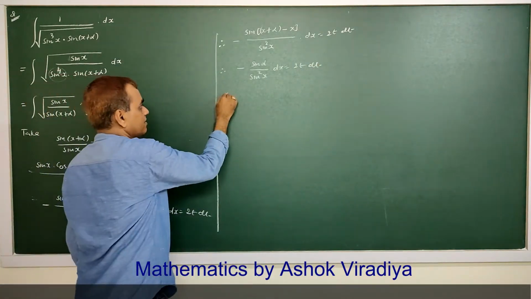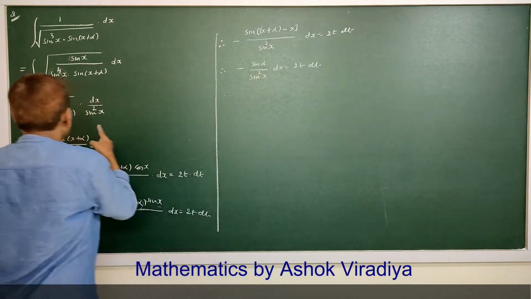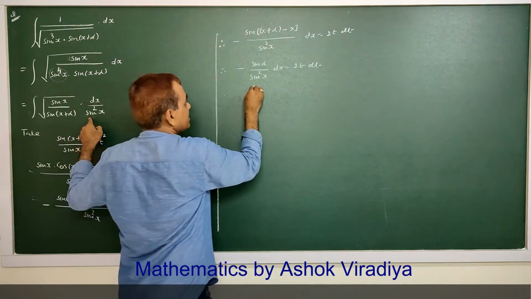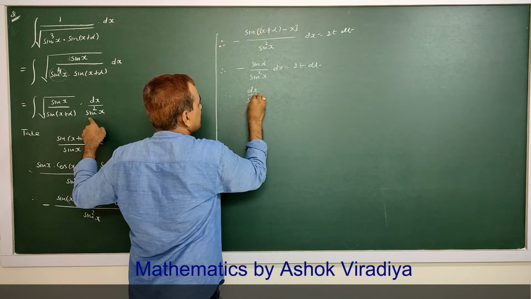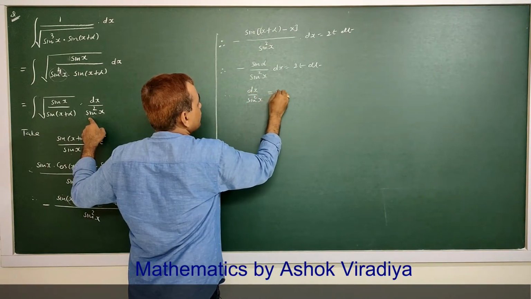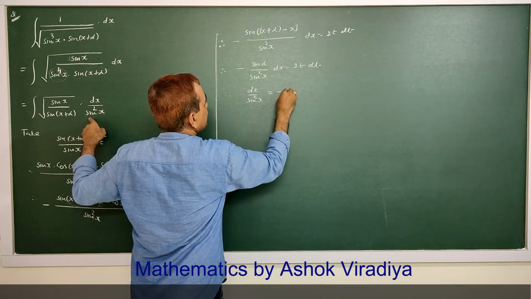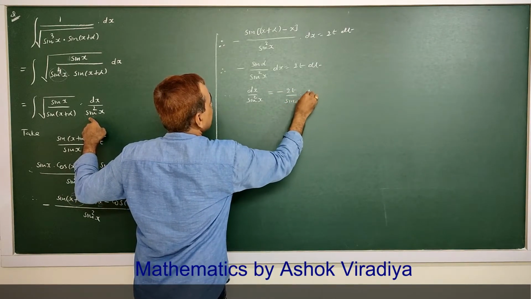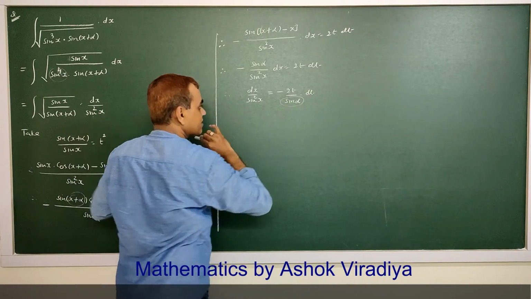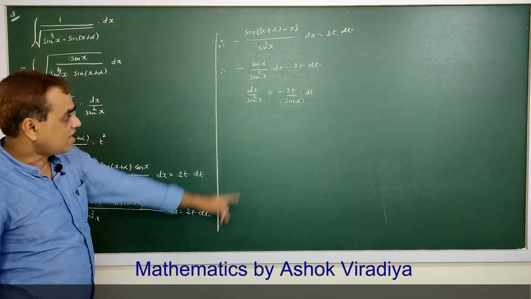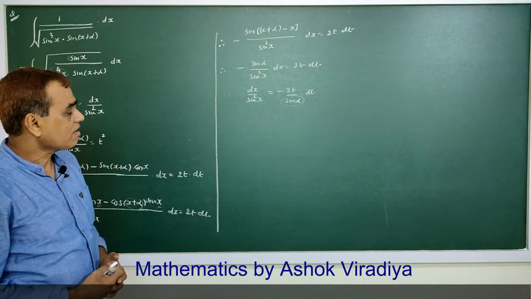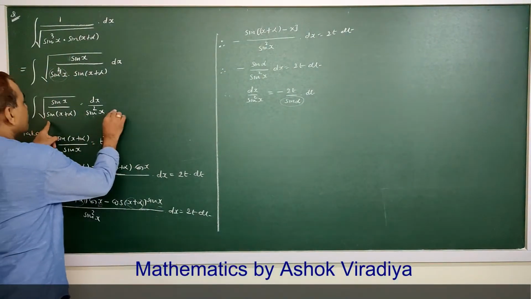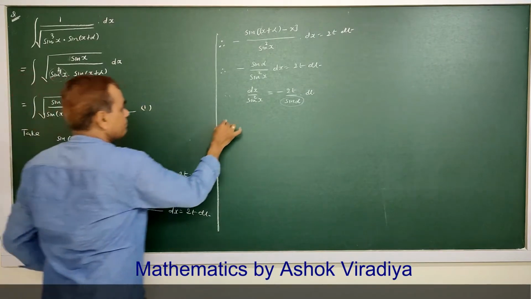So therefore, see, we are getting this number dx by sin square x. So dx by sin square x equals minus 2t upon sin alpha dt. This part is constant. Alpha is constant. So continuing from 1.